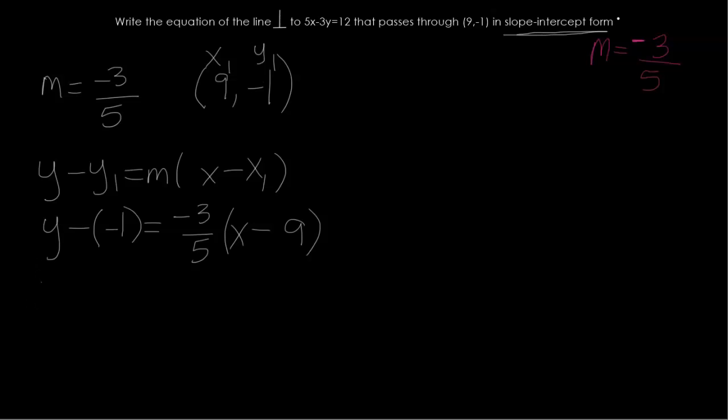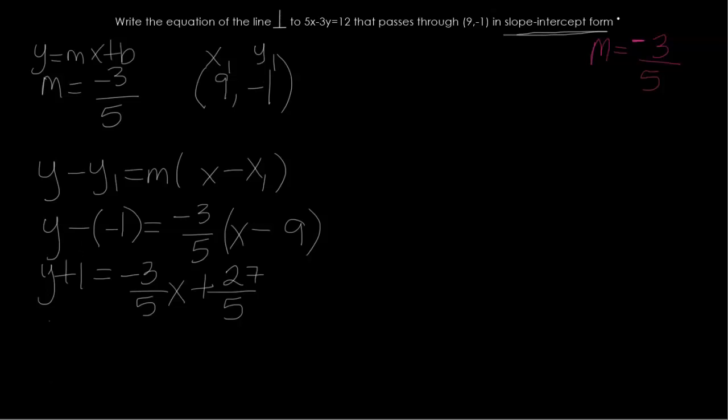So let's keep going. y minus a negative 1 gives me y plus 1 equals, let's distribute that negative 3/5 to everything in those parentheses. So negative 3/5 x plus, negative 3/5 times negative 9, that would give me what? A plus 27/5. Am I done? No. I need to isolate my y. Remember, slope-intercept says y equals mx plus b.